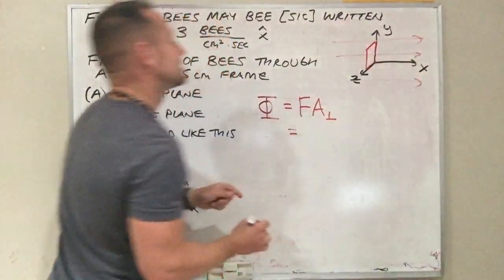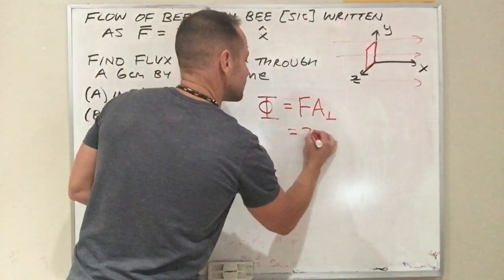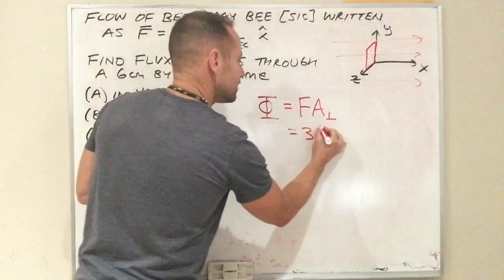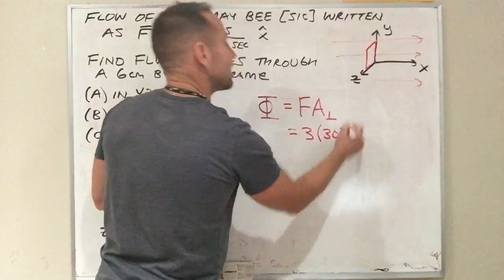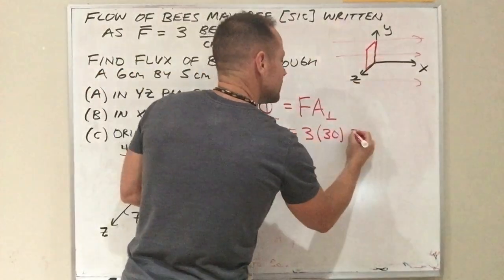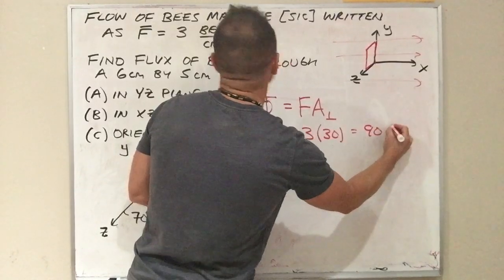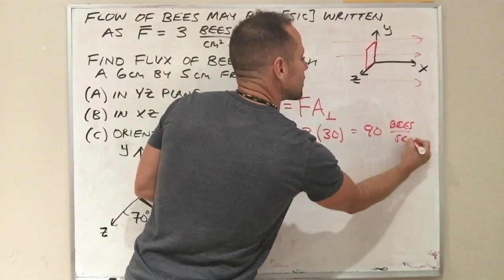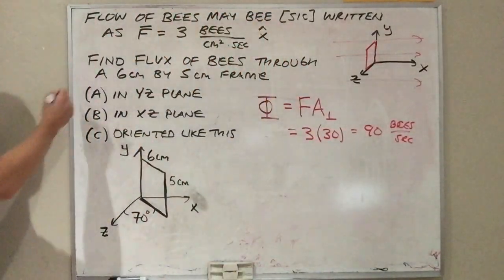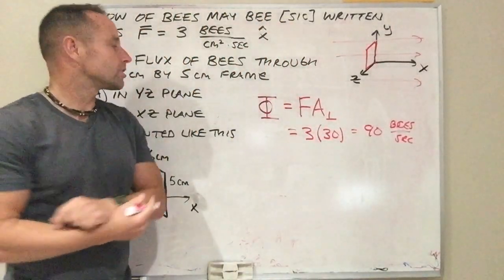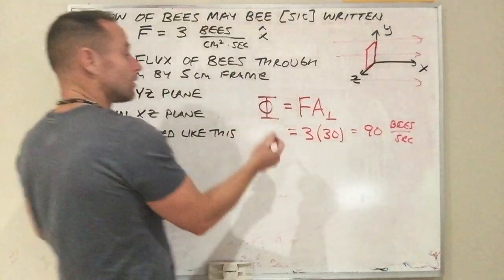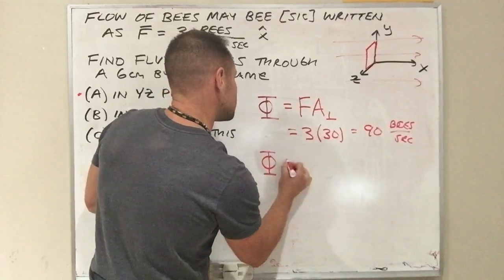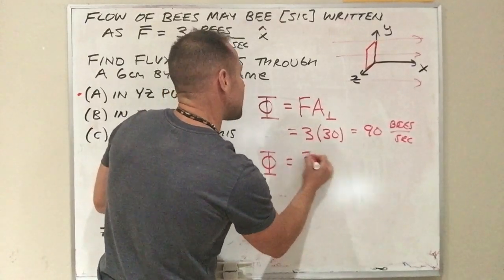And so in this case, it's going to be 3 times, and then the area here is 6x5 or 30. That's the area that you've shown perpendicular to the bees. And so what's going to happen is you're going to get 90 bees per second. Okay, so that's one way to do this part. Another way to visualize this, that's also a way to define flux, is we could also have written it like this. It's called F dot A.